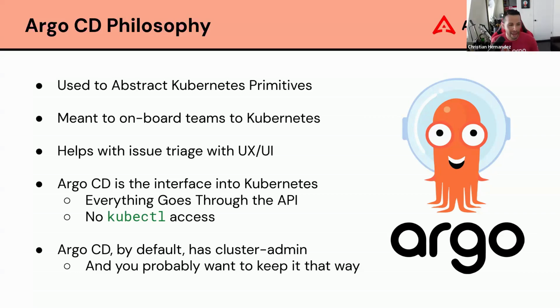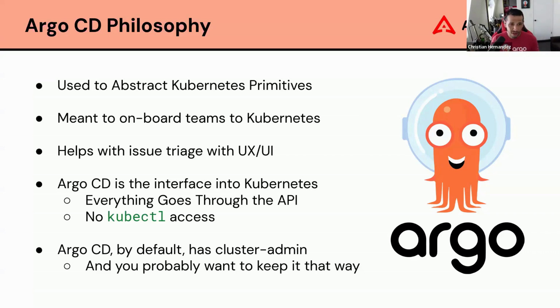So there's a lot of things out there. Philosophically, I am against apps in any namespace because you shouldn't really have kubectl access anyways, right? So that's kind of like my GitOps philosophy. I can see the value in it, but the idea behind Argo CD and the idea behind GitOps is that you don't have kubectl access. So everything goes through the API. You have no kubectl access. That was kind of the spirit of Argo CD.